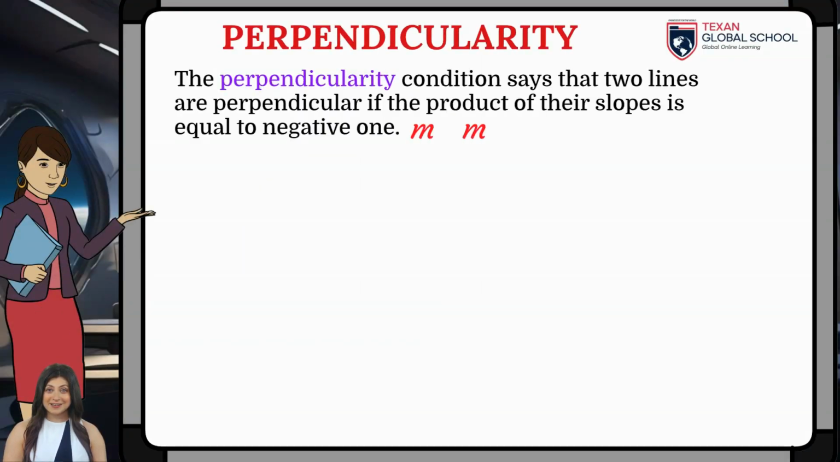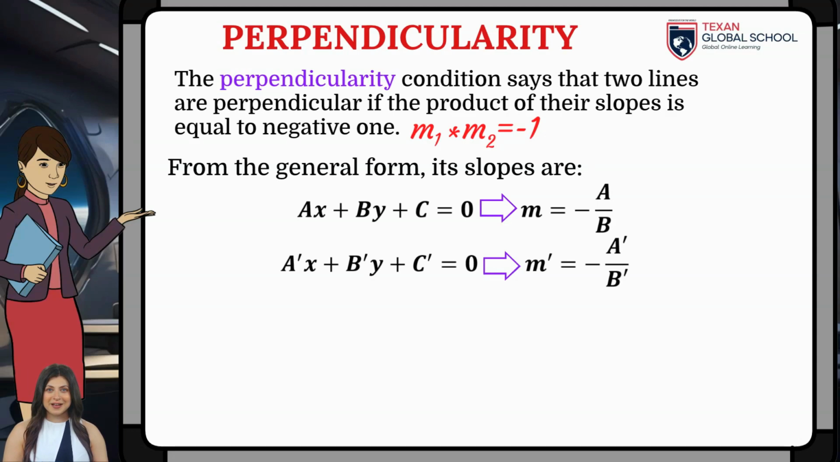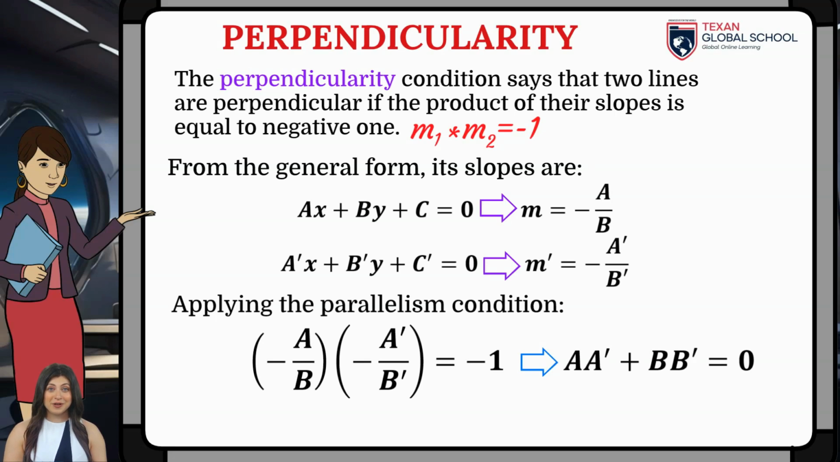For the second case, the perpendicularity condition says that two lines are perpendicular if the product of their slopes is equal to -1. Likewise, using the relationship to obtain the slope of a line from the general form, we can apply the perpendicularity condition and obtain the perpendicularity relationship between two straight lines as a times a' plus b times b' equals 0.